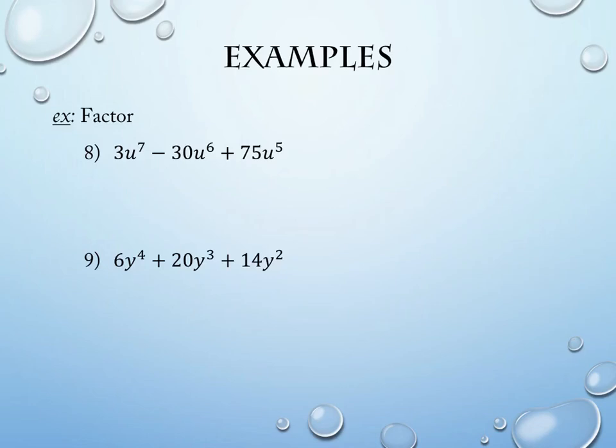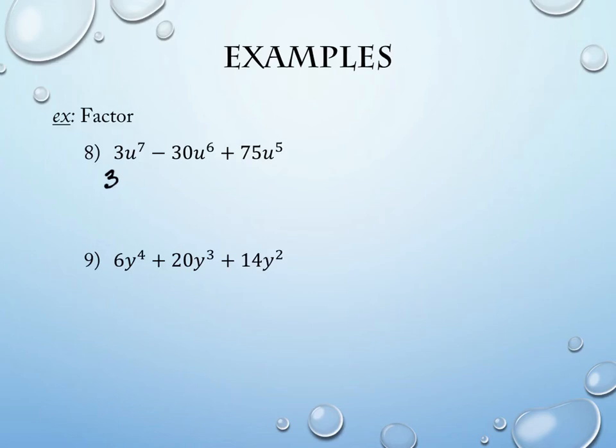So taking a look at what's there, I have 3u to the 7th minus 30u to the 6th plus 75u to the 5th. And I need to know what they have in common. And we can do it component-wise. We can look at the numbers and say, well, what number divides them all? And then we can look at the variables and say, what variable divides them all? Okay? So what number can I factor out of all three of those coefficients? 3. So I'm going to do that.